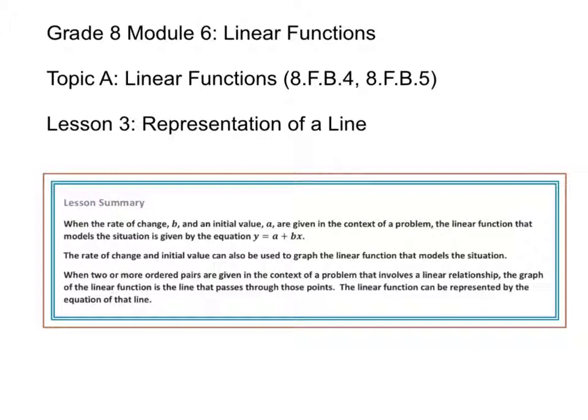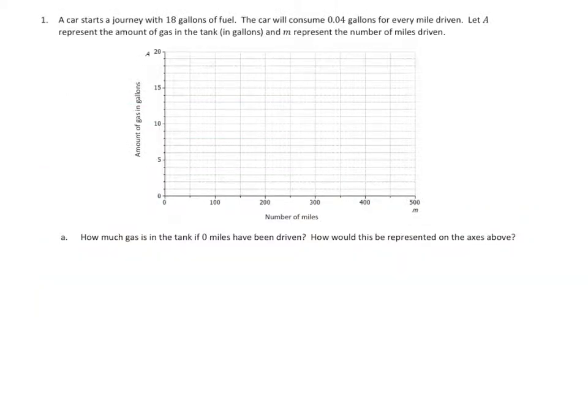When two or more ordered pairs are given in the context of a problem that involves a linear relationship, the graph of the linear function is the line that passes through those points. The linear function can be represented by the equation of that line. We will now go through the exit card associated with this lesson.